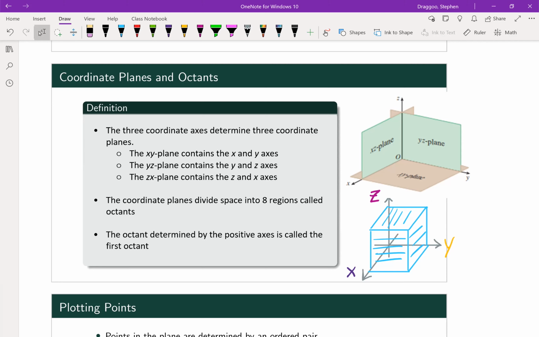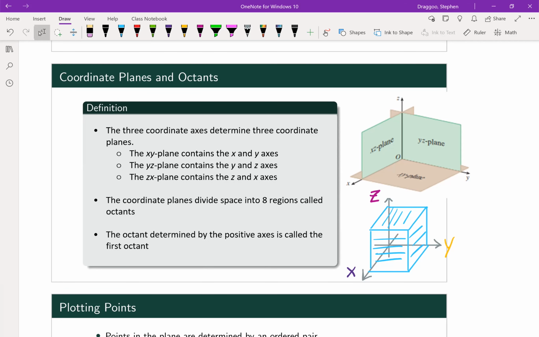Similarly, the yz plane is the one that's, maybe call it, in the back, and it contains the y and the z axes. And then the xz plane or the zx plane, order doesn't particularly matter. That's the one that's up against, I guess, that left wall. And it's the plane that contains both the x and the z axes.